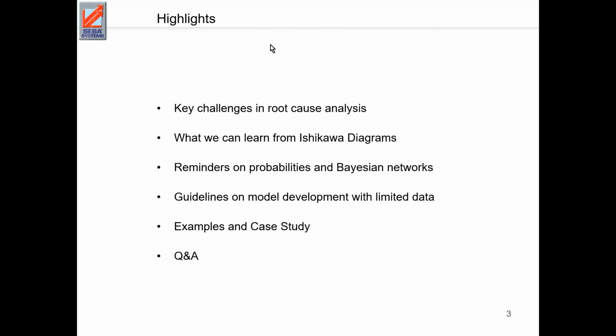Mark will tell us about the key challenges in root cause analysis, what we can learn using Ishikawa diagrams, reminders on probabilities and Bayesian networks, then some guidelines on how to develop models when you have limited data. And he will illustrate that with some examples and a case study. We will have time for Q&A at the end.